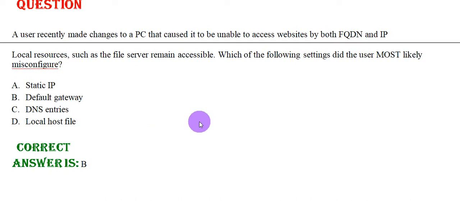A user recently made changes to a PC that caused it to be unable to access websites by both FQDN and IP. Local resources such as file servers remain accessible. Which of the following settings did the user most likely misconfigure? Option A, static IP. Option B, default gateway. Option C, DNS entries. And option D, local host file. The correct answer is option B.